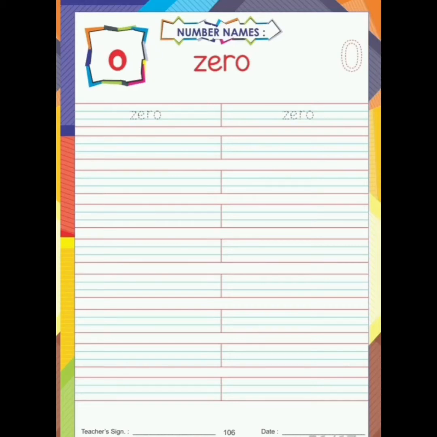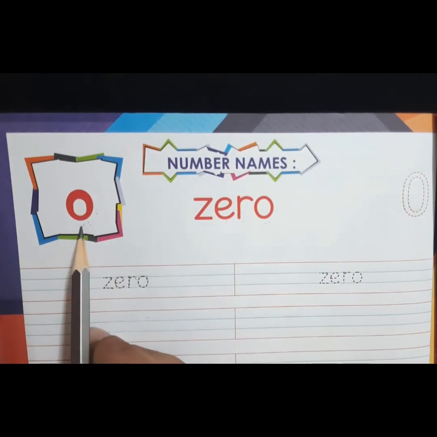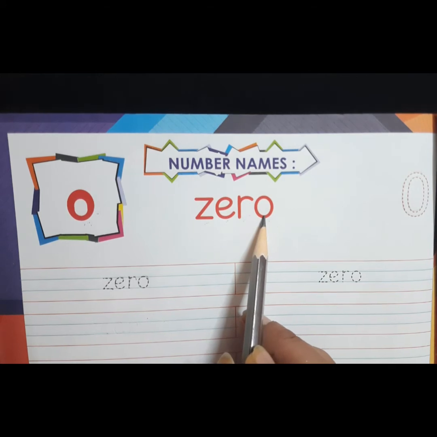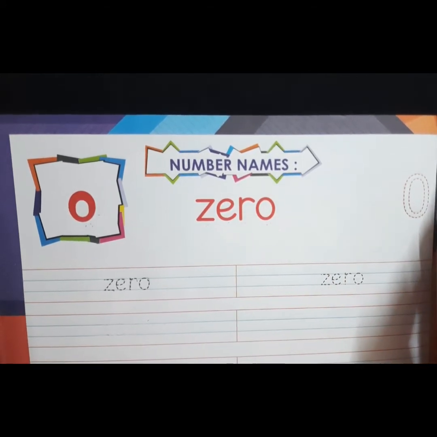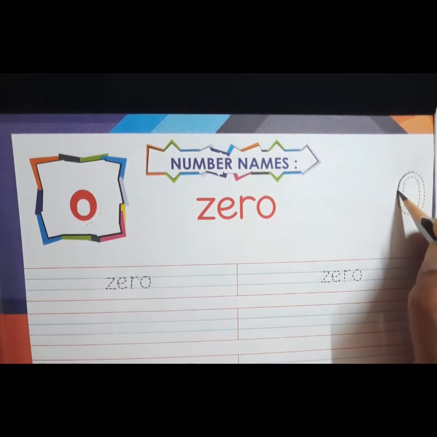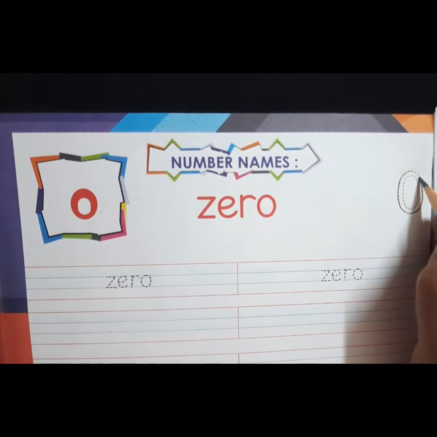Children, please open Maths class workbook page number 106 to write number name 0. Number name 0. Z-E-R-O, zero. Let us trace 0 over here first. C curve and reverse C curve like this.